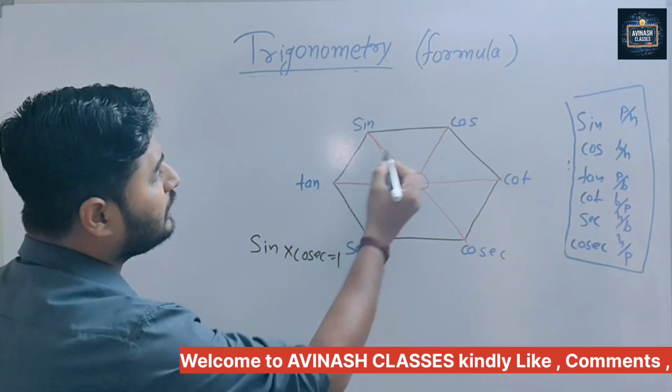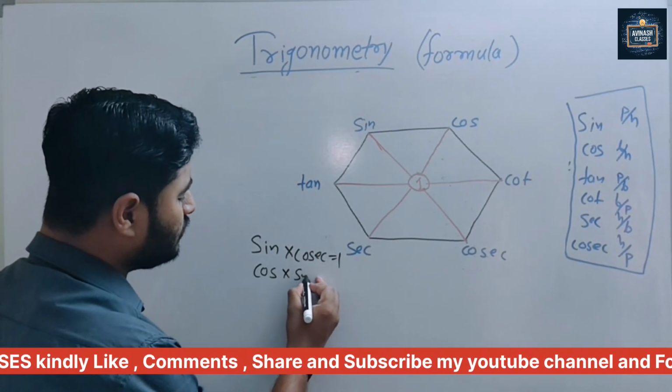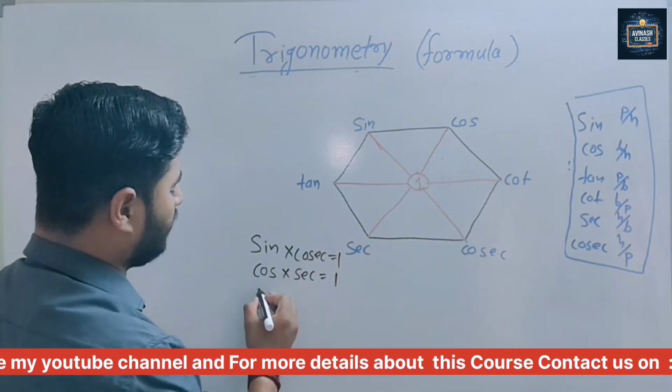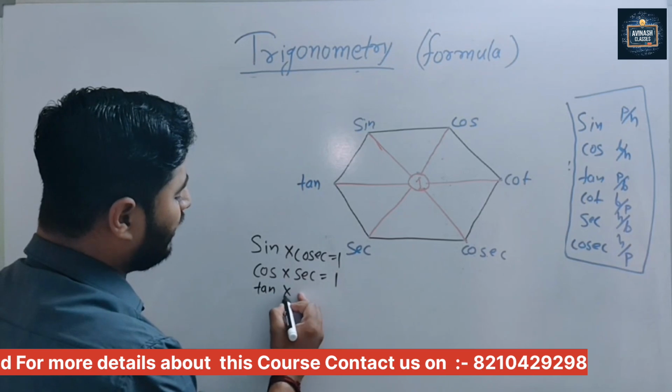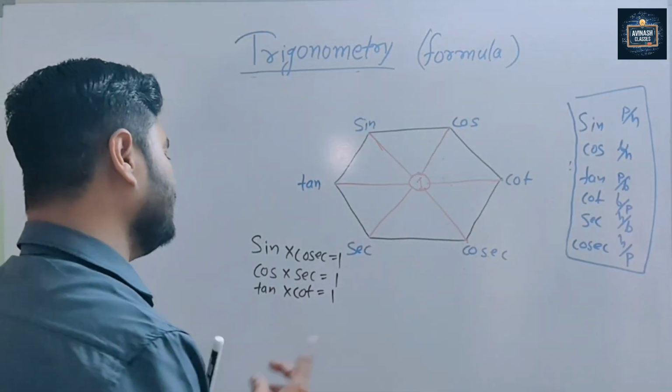Now, cos into sec. What do we write here? Cos into sec, that is also equal to 1. Very simple. Now, tan cot. So we write here tan into cot, that is also equal to 1. You can prove any one, no problem.